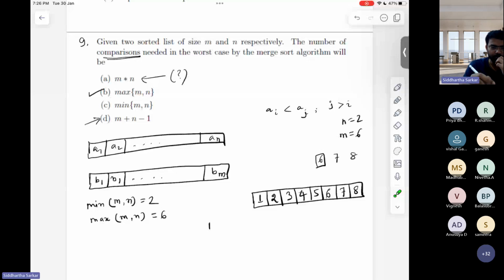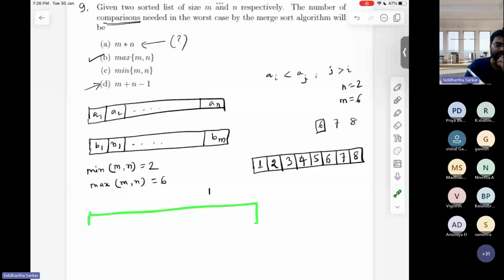So what can happen? You have these two arrays. Okay, so you are building the output array. I'll take an example first.